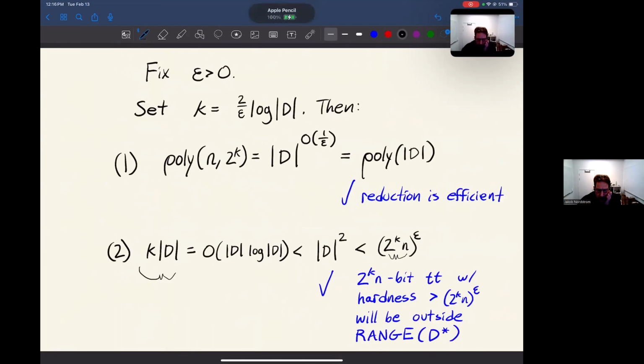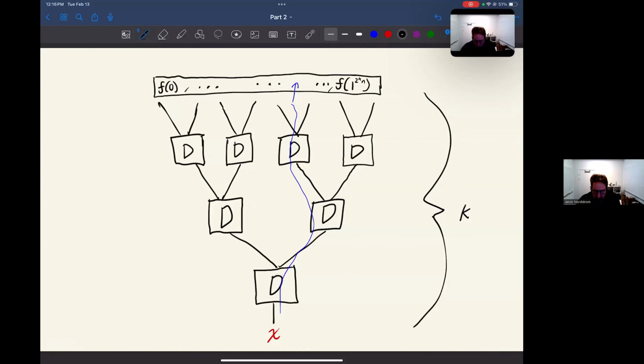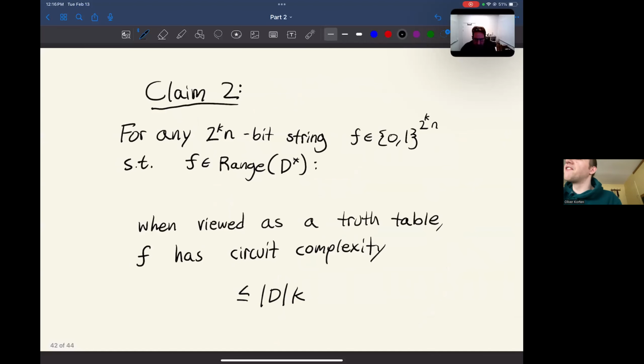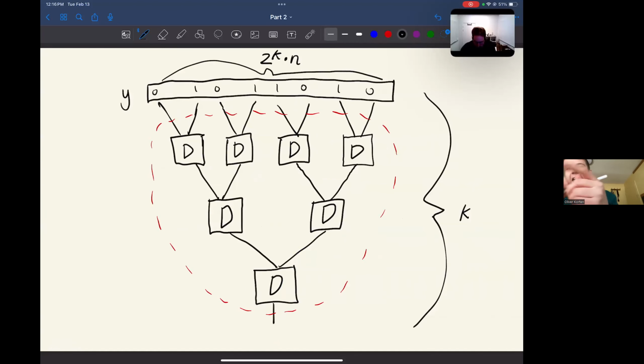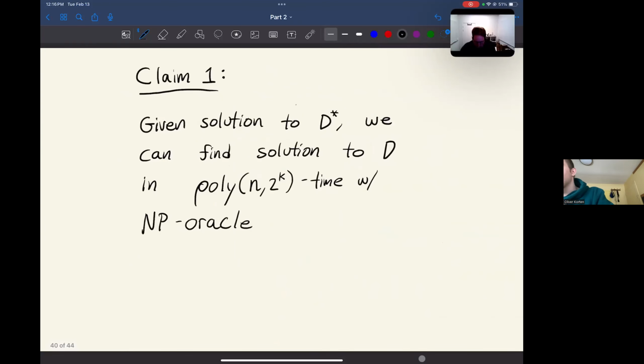So this NP oracle, with the d star thingy, I'm missing something. You're using an NP oracle to find what? The strings that map to your string? So yes, exactly. To find pre-images under D, to invert the function D. So the step that we use it in is the step where we wanted to say that any solution to D star can be mapped back to a solution for D.